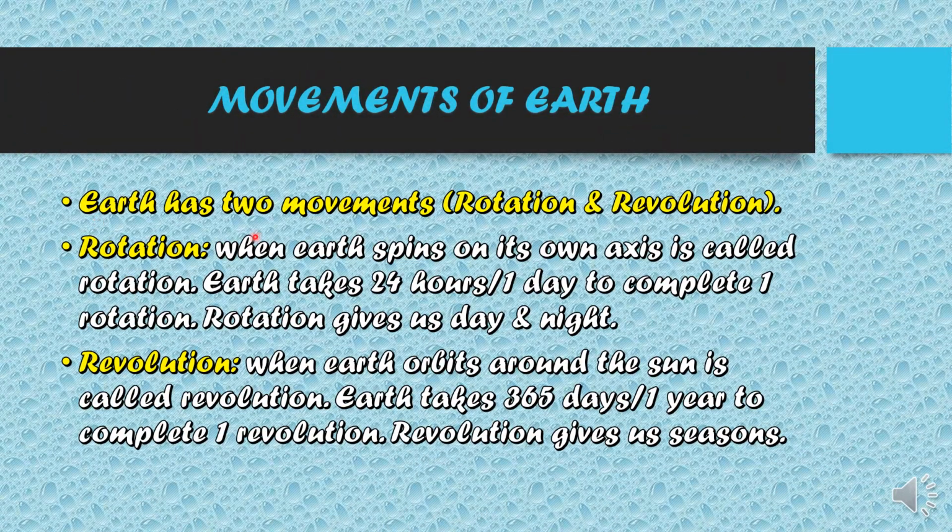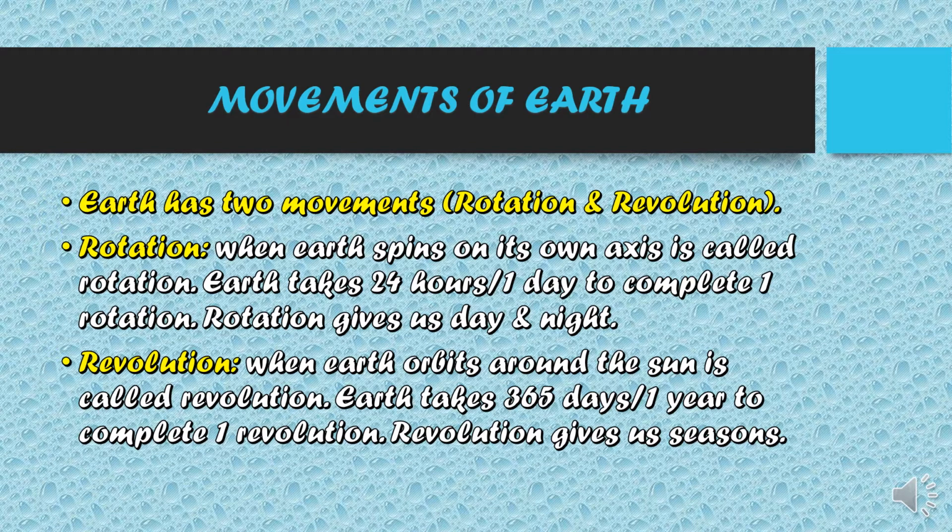Earth has two movements, rotation and revolution. Rotation. When Earth spins on its own axis is called rotation. Earth takes 24 hours, 1 day, to complete one rotation. Rotation gives us day and night.